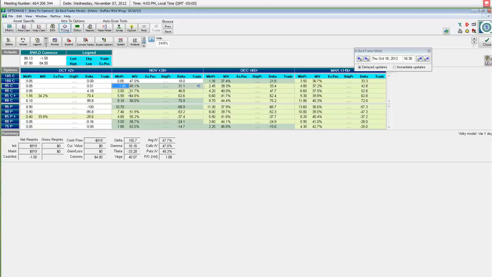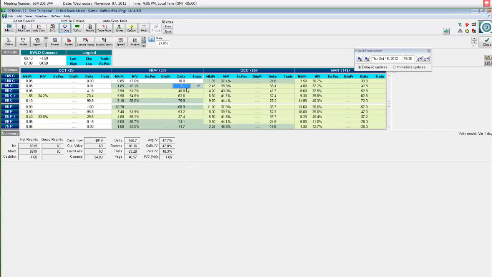And if Buffalo Wild Wings goes up $4 a share, then I should be able to make $2,000. Or you think that the price of your call is going to go up commensurate with the amount of the market move. Well, that's not the case, because this option does not trade in direct correlation with the movement in the stock.